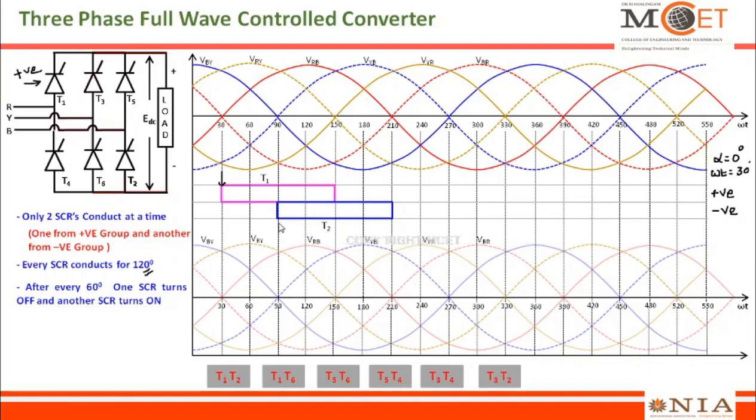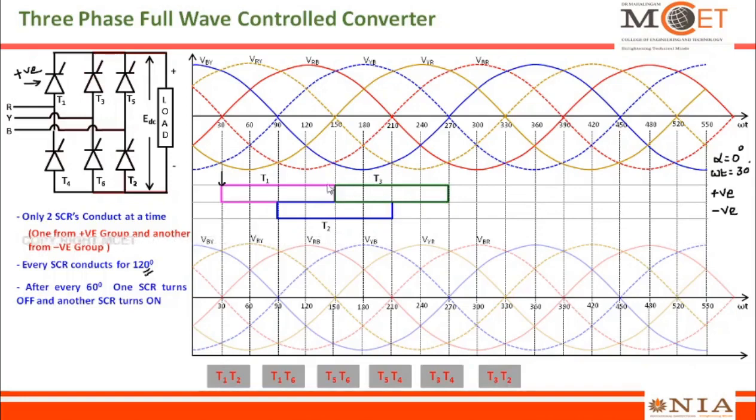T3 will start its conduction 60 degrees after the starting point of T2. The starting point of T2 is here, and after 60 degrees T3 will start somewhere here and continue its conduction for 120 degrees. Starting from 150, T3 will stop its conduction at 270. So T3 conducts for 120 degrees, from 150 to 270.